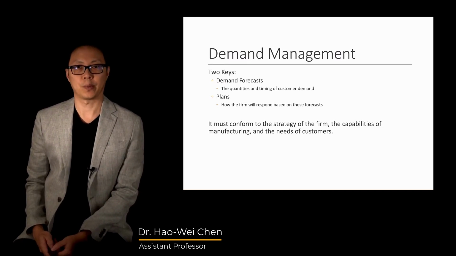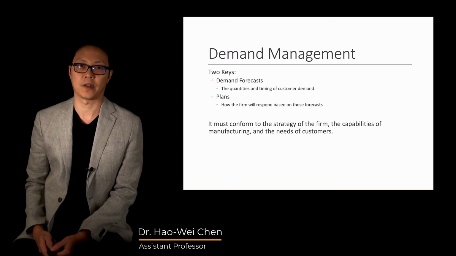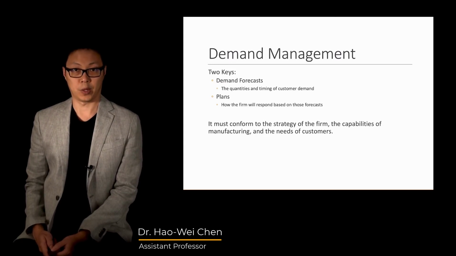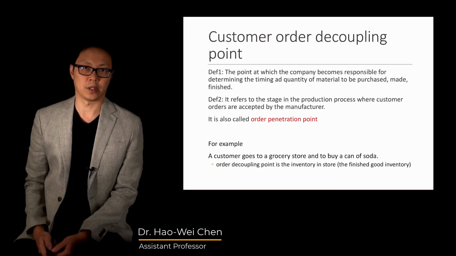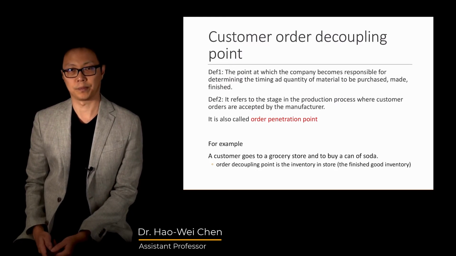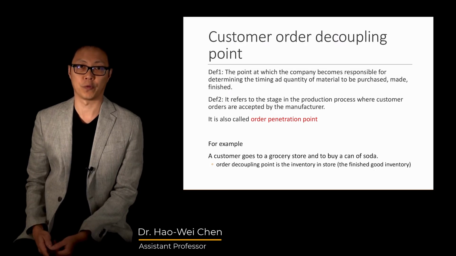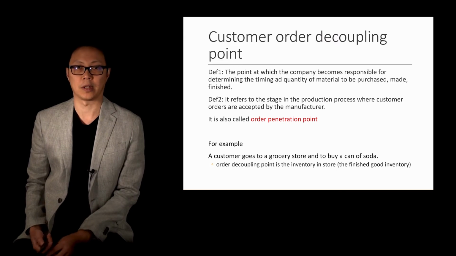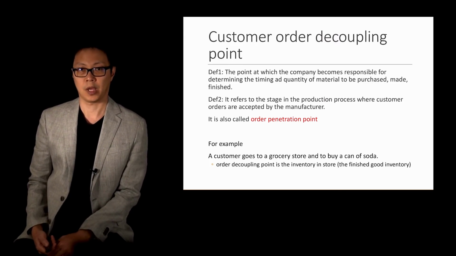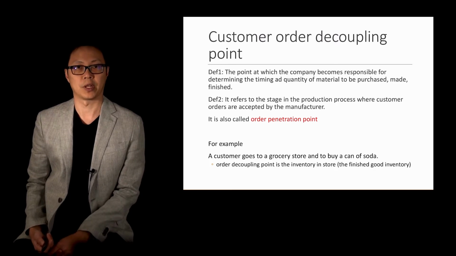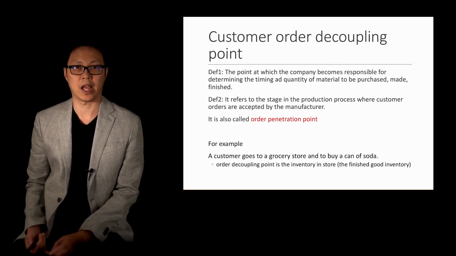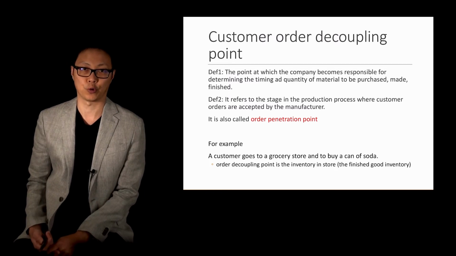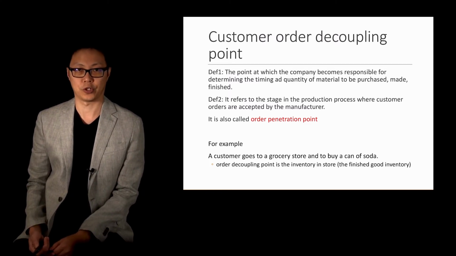When making a demand management plan, it must conform to the strategy of the firm, the capabilities of the manufacturing, and the need of customers. Another important concept in demand management is customer order decoupling point. The order decoupling point refers to the stage in the production process where customer orders are accepted by the manufacturer. It is also the time when the company becomes responsible for determining the timing and the quantity of material to be purchased, produced, or finished.